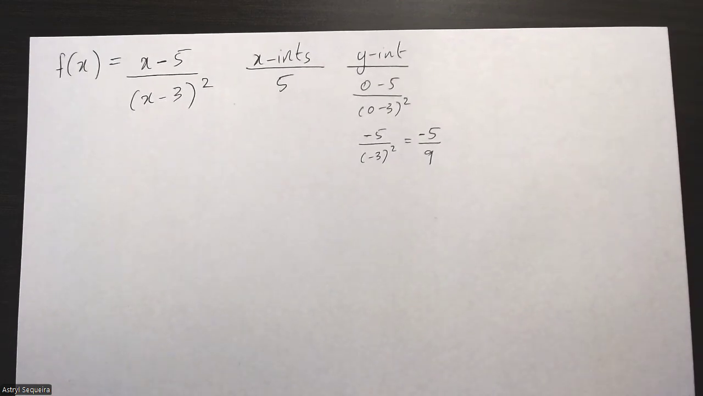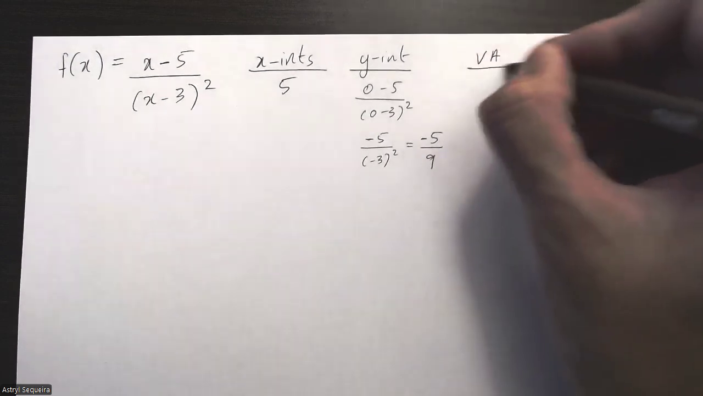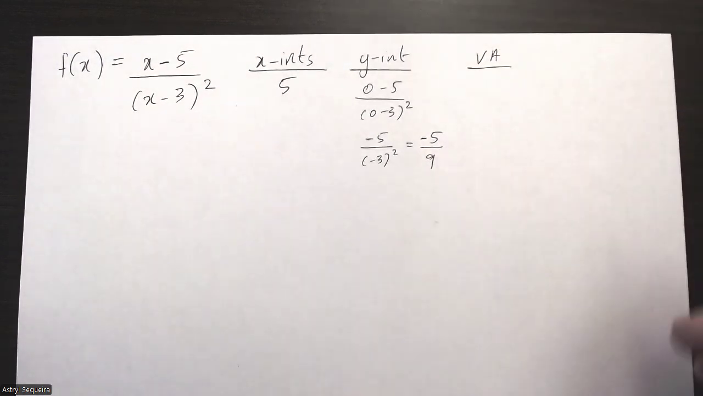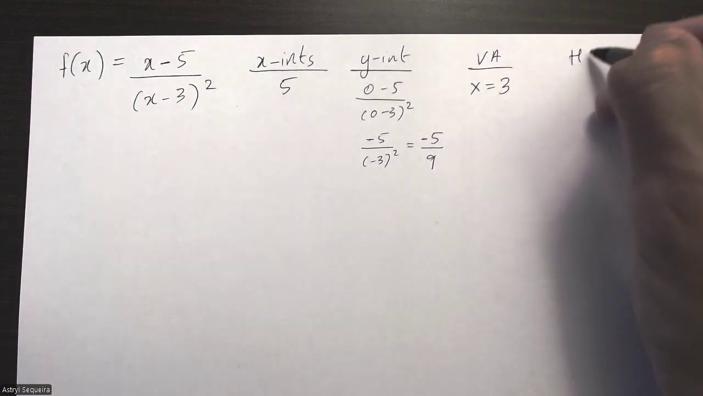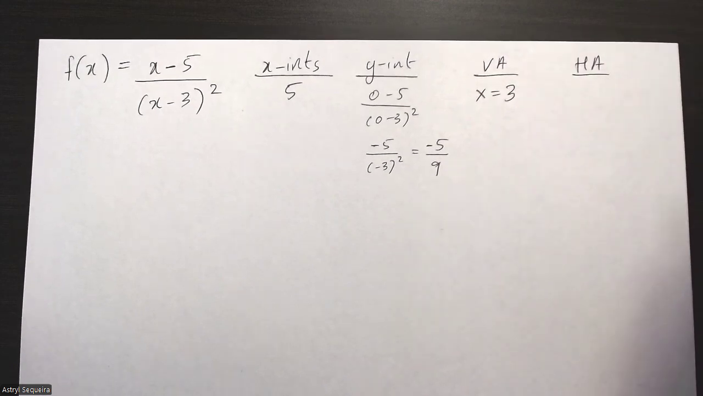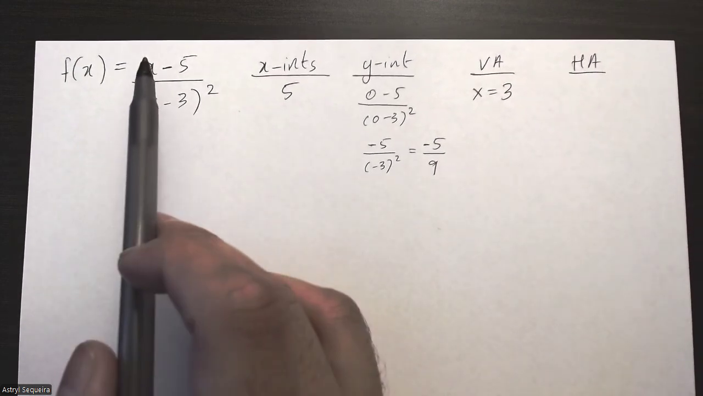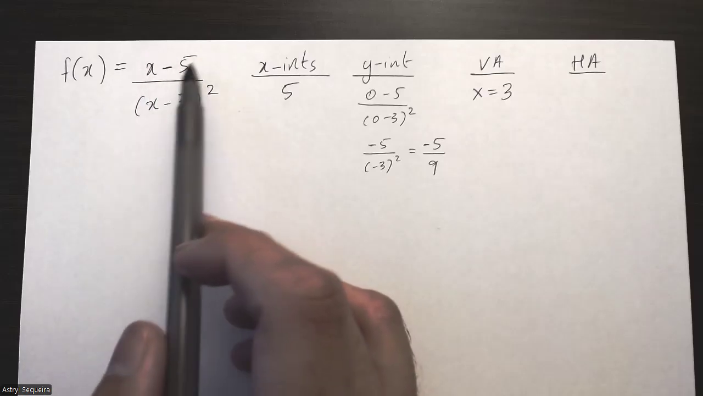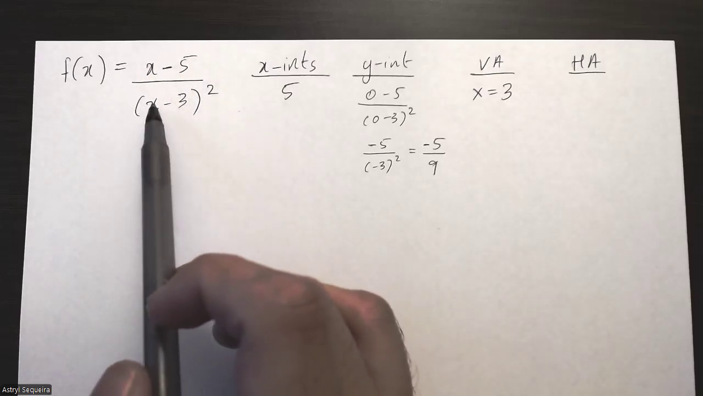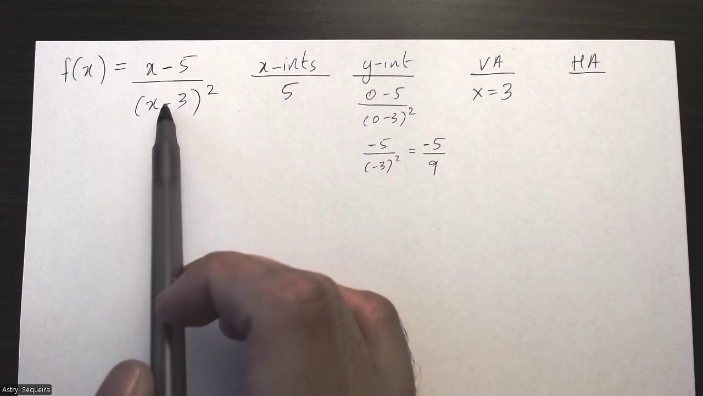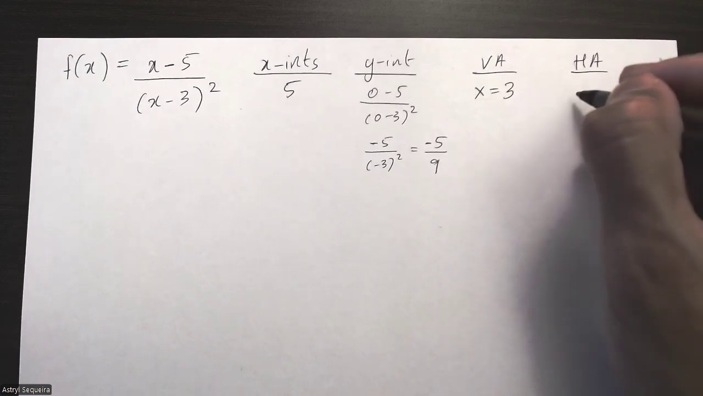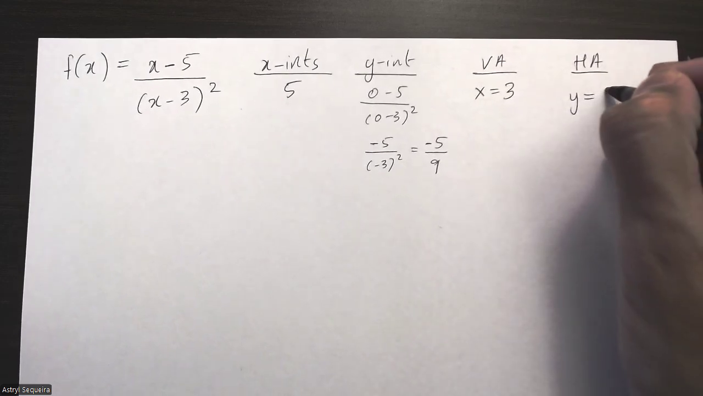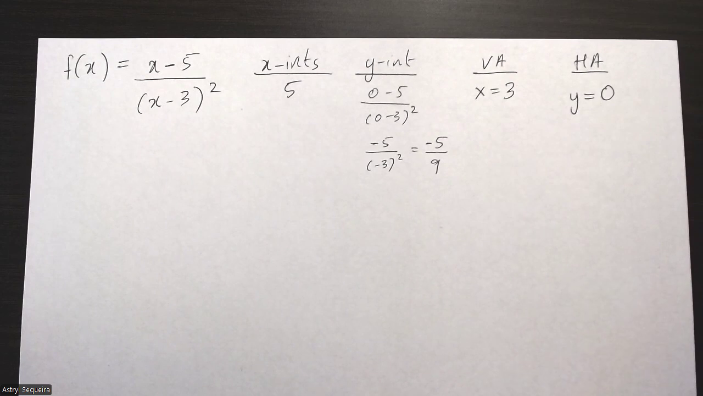Next, I'll do the asymptotes. So for the vertical asymptote, it's just the solution to the denominator, which is x equals 3. And then for the horizontal asymptote, the degree on the top is 1 and the degree on the bottom is 2. So when the degree on the top is less than the degree on the bottom, basically x divided by x squared in this case, we always have a horizontal asymptote of y equals 0.